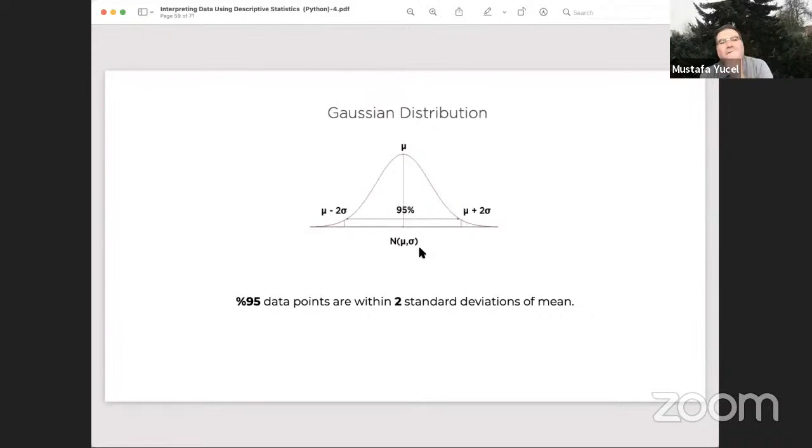This is the two standard deviations of the mean. Standard deviation is here. If we go two standard deviations to the lower point and then two standard deviations to the higher point, in this area we will have 95% of our data points. If we add one more standard deviation, in that case 99% of data points are within 3 standard deviations of the mean. You will get almost all of your data within 3 standard deviations.